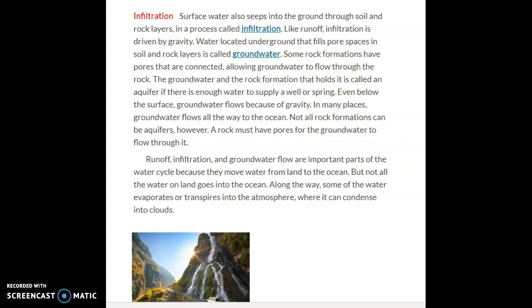Even below the surface, groundwater flows because of gravity. In many places, groundwater flows all the way to the ocean. Not all rock formations can be aquifers, however. A rock must have pores for the groundwater to flow through it. Runoff, infiltration, and groundwater flow are important parts of the water cycle because they move water from land to the ocean. But not all water on land goes into the ocean. Along the way, some of the water evaporates or transpires, remember that comes from the plants, into the atmosphere, where it can condense into clouds.